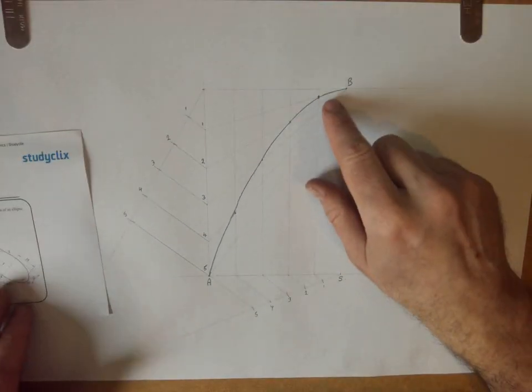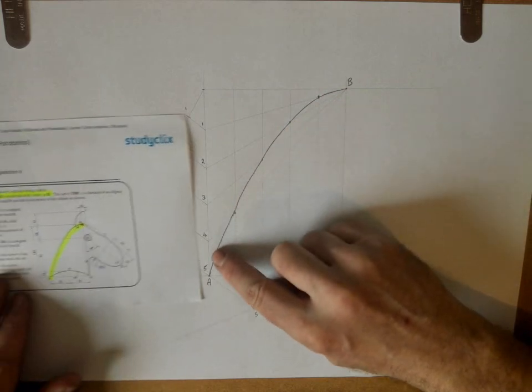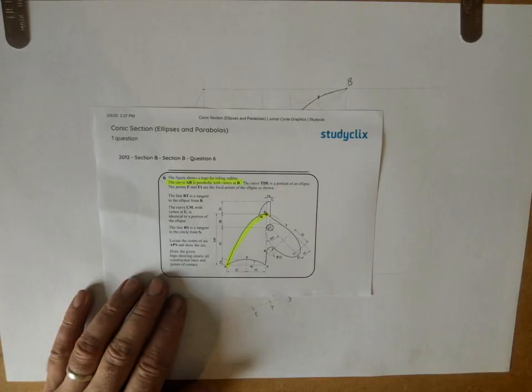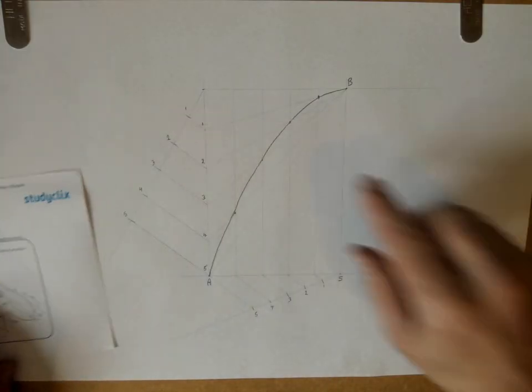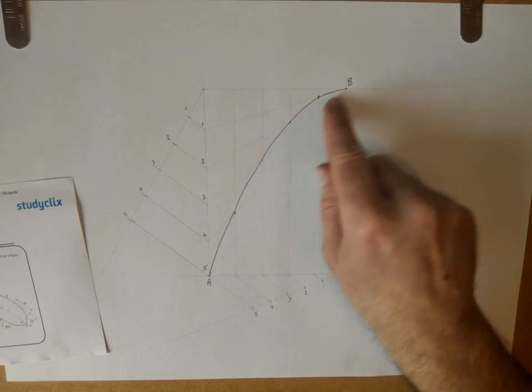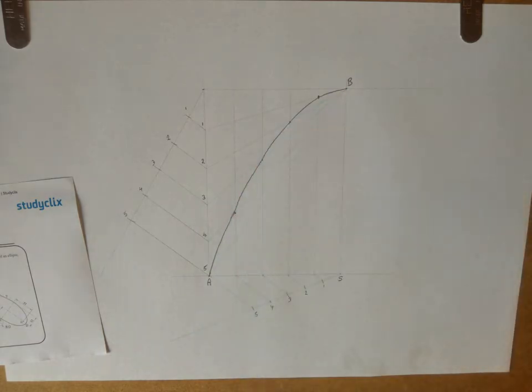So that question covers the construction of a parabola using the rectangle method when the rectangle is not provided. So again, it's not a major difficulty. We simply draw in our rectangle and then we can complete the construction of the ellipse.